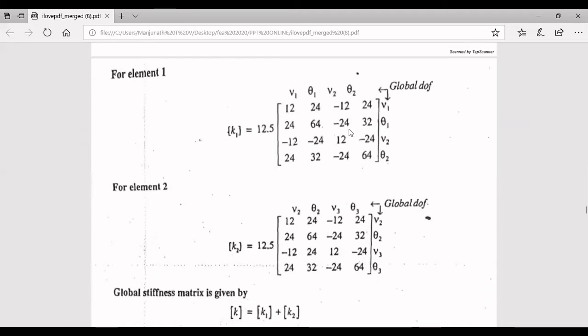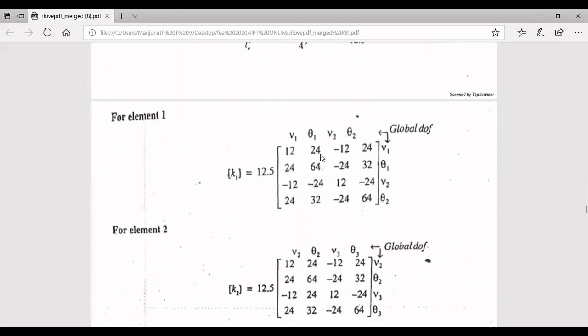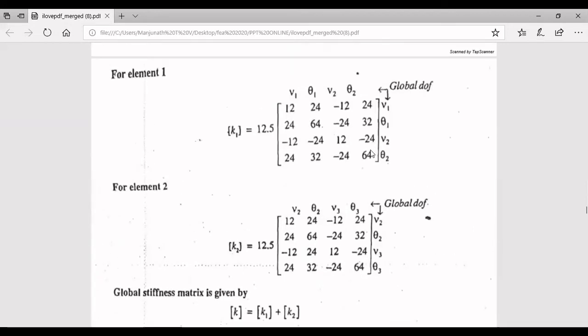For Ke1, the nodes are node 1 and node 2. For Ke2, the nodes are node 2 and node 3. So for both elements, the common node is 2. Only the common points, or the common coefficient values, are going to be added. Here the common degrees of freedom are V2 and theta 2. That is V2 V2 12, theta 2 V2 minus 24, V2 theta 2 minus 24, theta 2 theta 2 64.